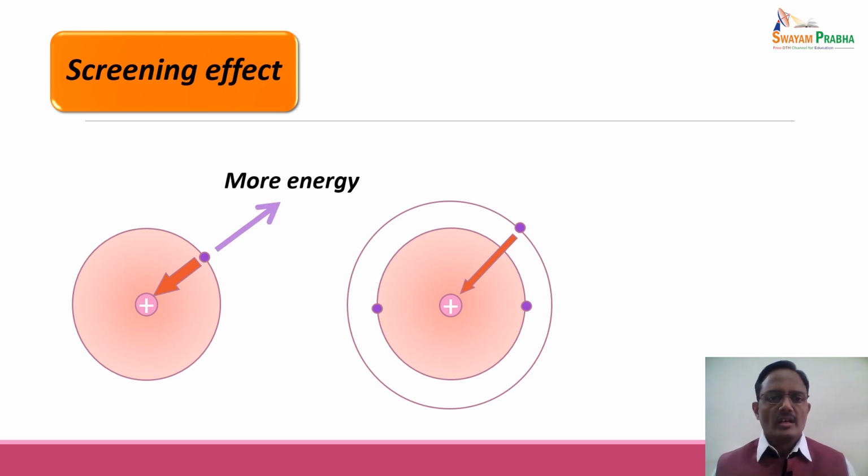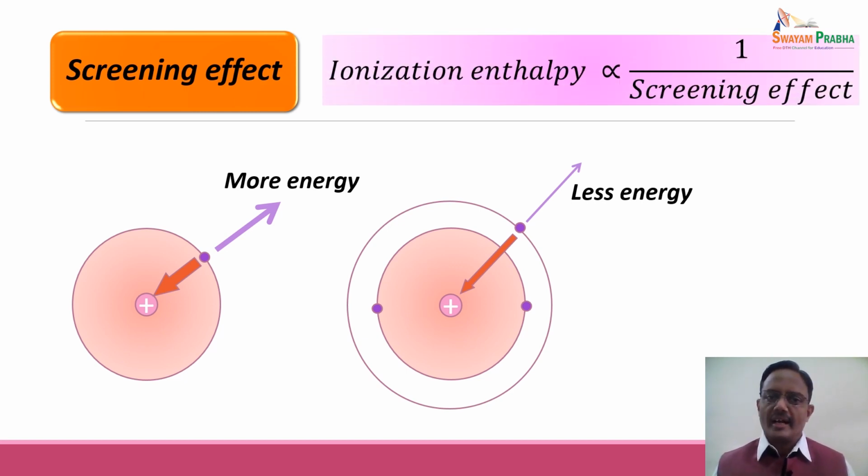In such a case, more energy is required if the effective nuclear charge is more, and less energy is required if the effective nuclear charge is less. In other words, we can say that ionization enthalpy, which is the amount of energy required to remove the outermost electron, is inversely proportional to the screening effect or screening constant.